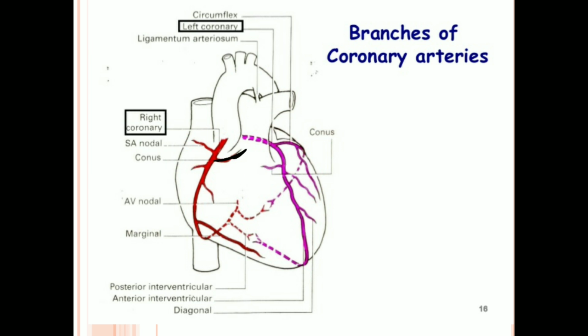So these are the branches of the right coronary artery. We have dealt with the origin, the course and the branches of it, and then the areas of distribution of the right coronary artery.